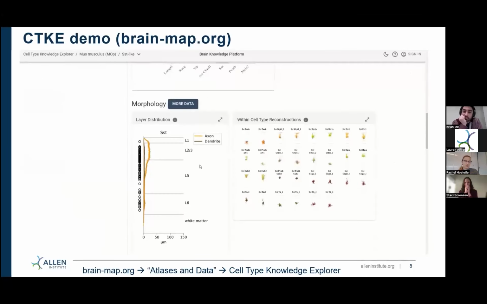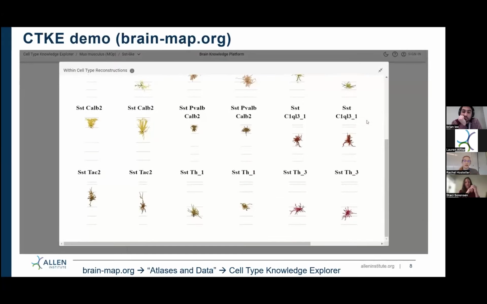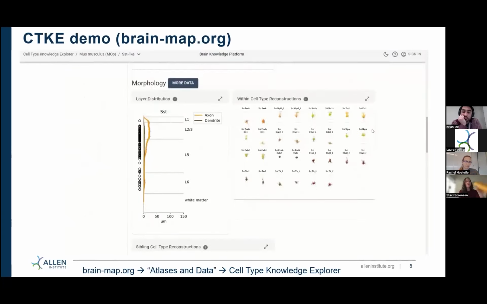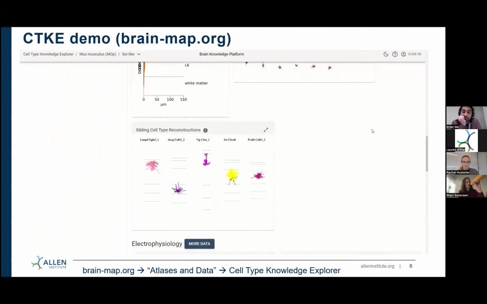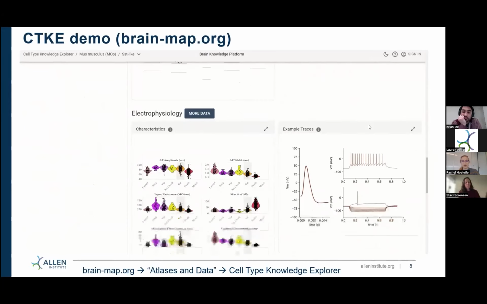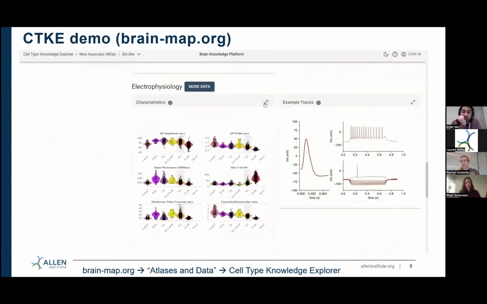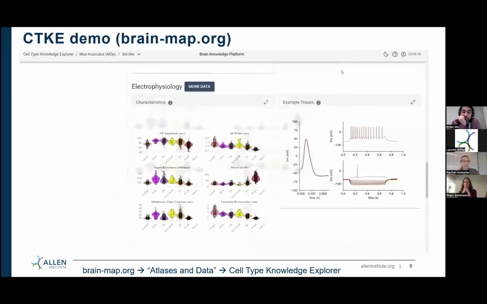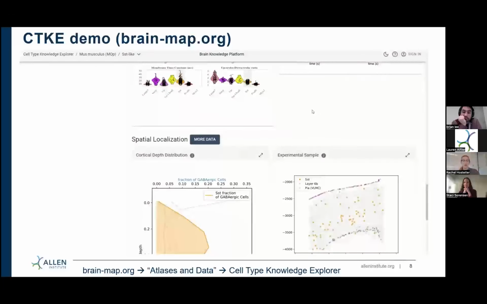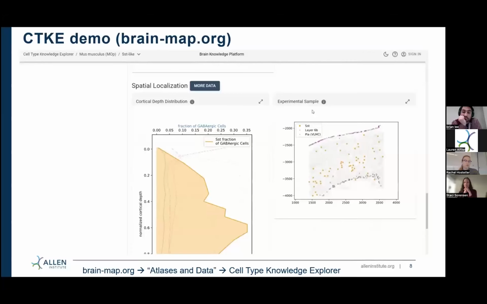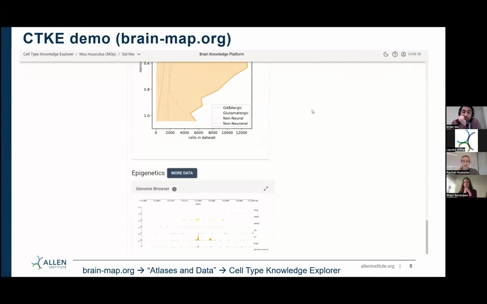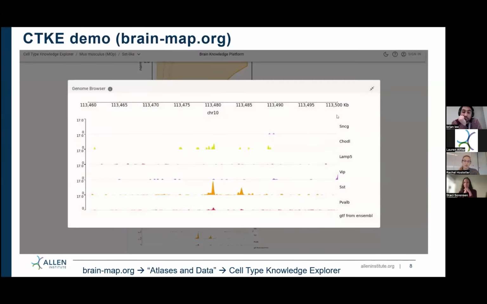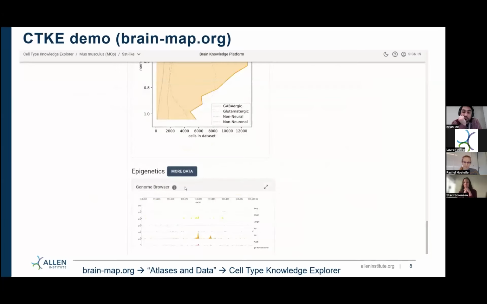And now we can start to look at our morphology data as well. So we can look at the different shapes of the 19 different cell types within the SST subclass. We can also compare between its siblings, how the SST cells look compared to other ones. We have electrophysiological data. So if you want to look at the amplitude of the action potentials, look at the input resistance, what the traces look like. We also have some spatial transcriptomic data in this as well, and also some epigenetic data.